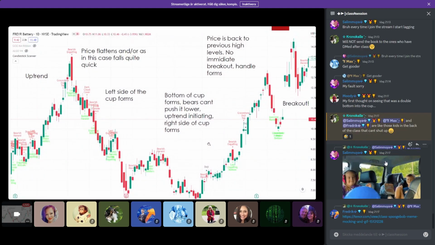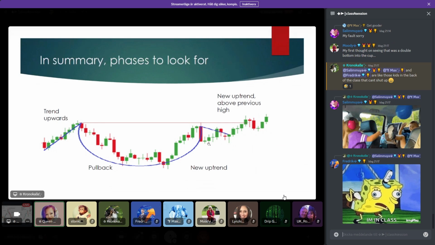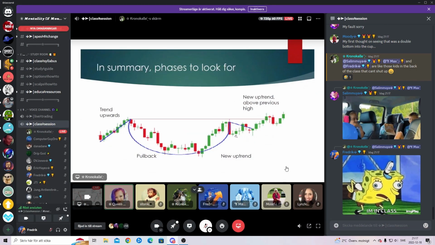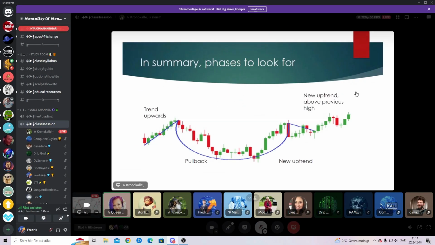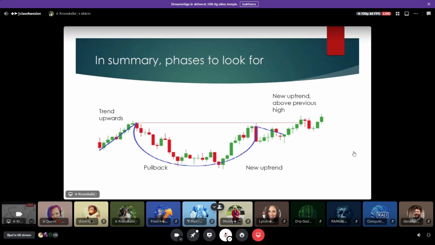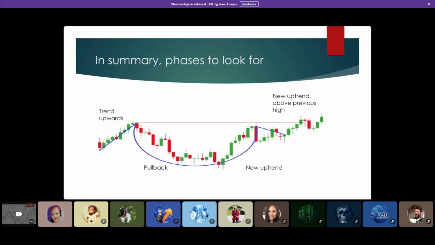Next one. So in summary, you have your trend upwards, then you have your pullback, you have your new uptrend, your little consolidation, and then new uptrend above previous high for your cup and handle.